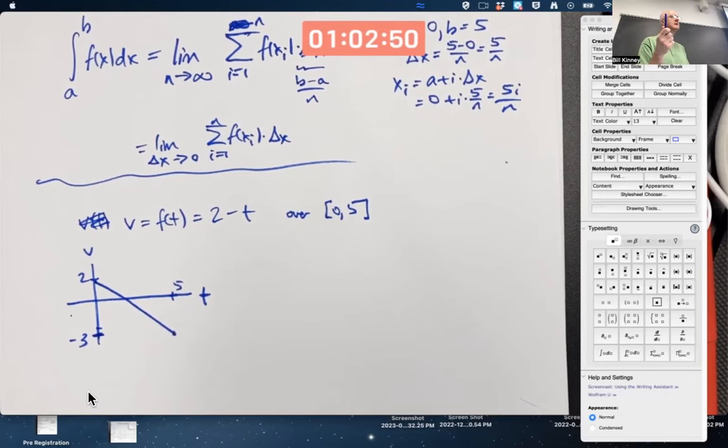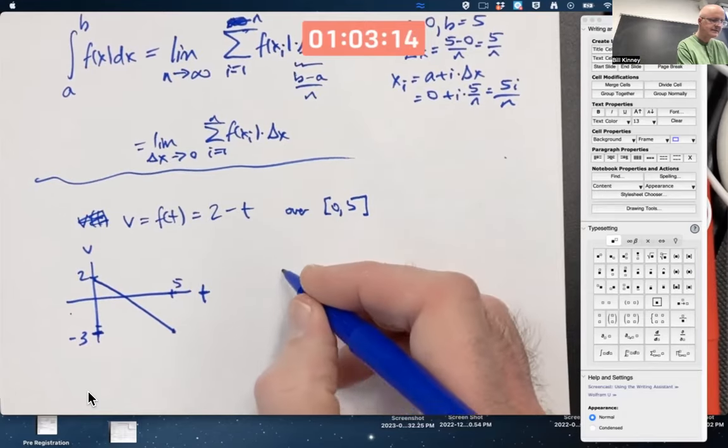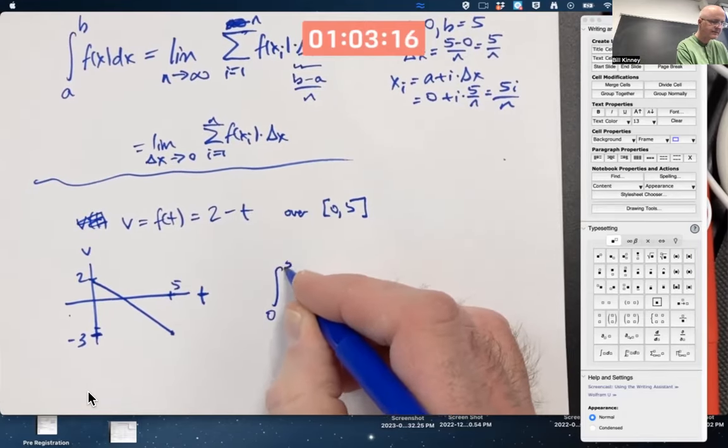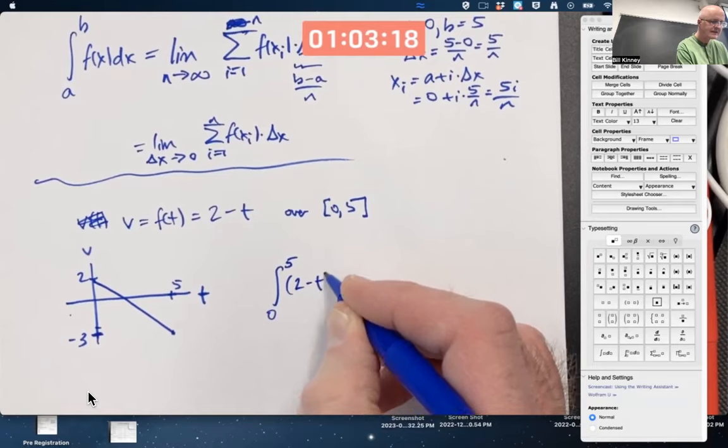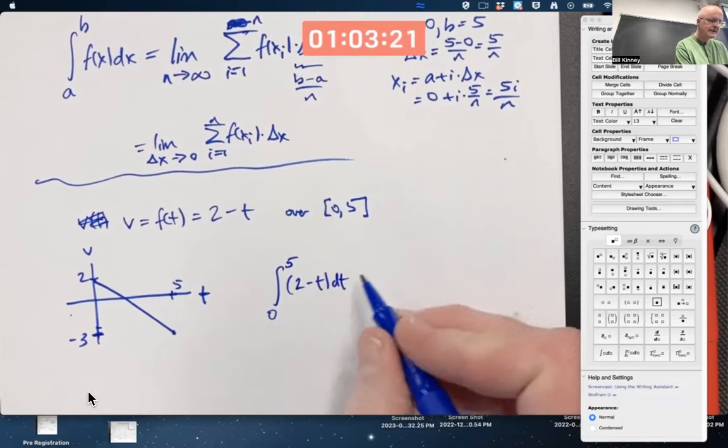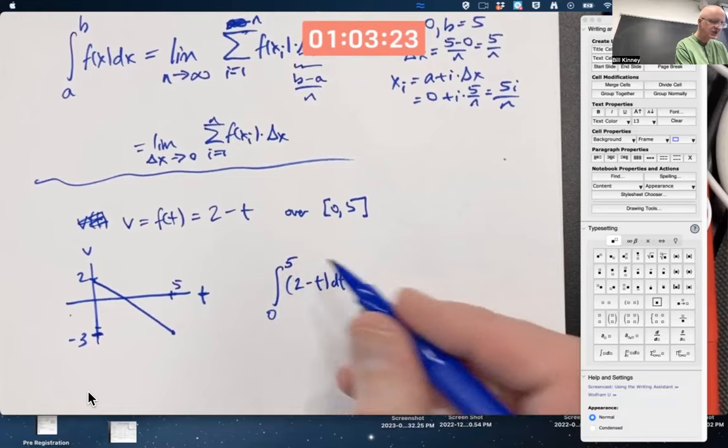How far did the bug travel? And what's the change in the bug's position? And the answers to those questions are different. The integral of the velocity, it is a true velocity here, not speed, sometimes positive, sometimes negative, is the change in position, not the distance traveled. The integral of this from 0 to 5 of 2 minus t is now the change in position.